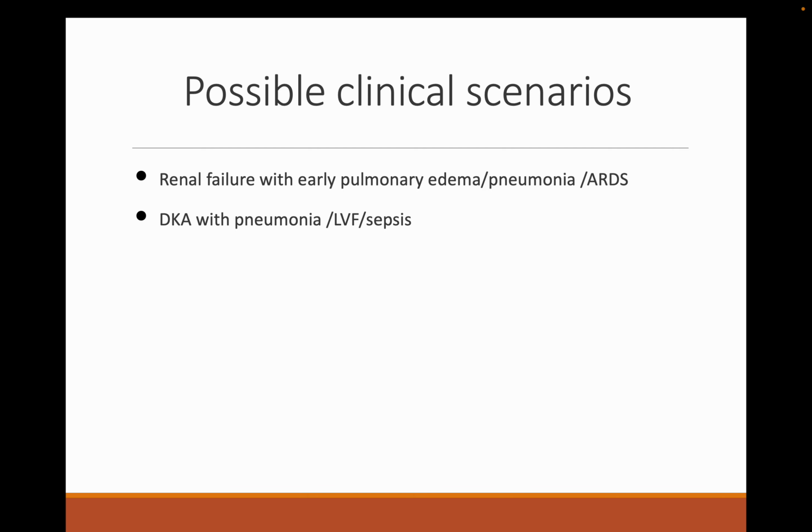DKA will explain the HAGMA, with pneumonia or any left ventricular failure causing pulmonary edema that can explain the respiratory alkalosis. So that is one more possibility: diabetic ketoacidosis with pulmonary edema. Pulmonary edema also will cause tachypnea. Pulmonary embolism can also cause tachypnea and CO2 washout, which can explain the respiratory alkalosis, and DKA can explain the HAGMA part.